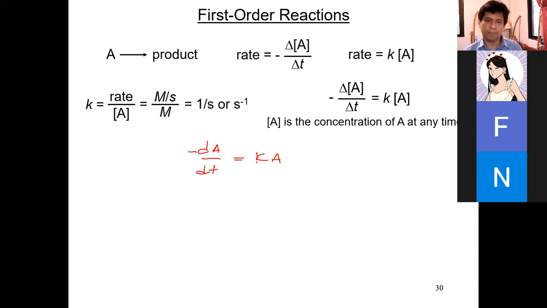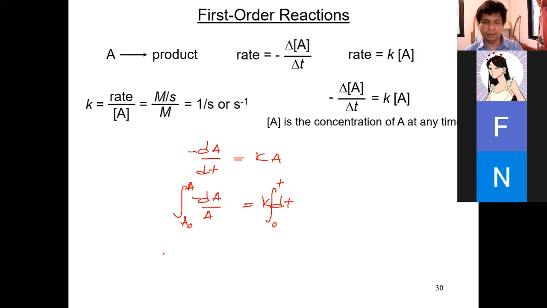Syempre, unang step, pagsasamahin natin yung A sa isang side. So, negative dA/A is equals to k dt. Tapos, integrate natin. Halimbawa, constant yung k, hindi siya time dependent. You have the initial concentration of A, halimbawa, A sub 0, tapos the final concentration of A. This is from time 0 to time t.